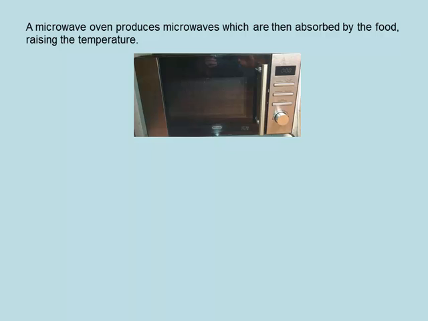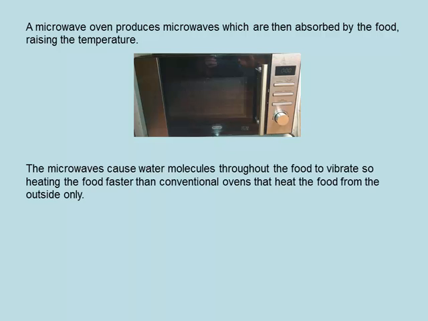A microwave oven produces microwaves. These are then absorbed by the food, which raises the temperature. The microwaves cause water molecules throughout the food to vibrate, so they heat the food faster than a conventional oven that only heats the food from the outside. They use microwaves of wavelength around 12.2 centimeters.